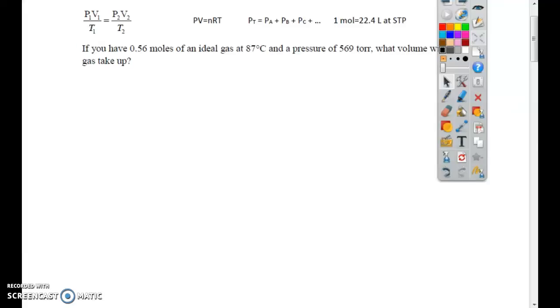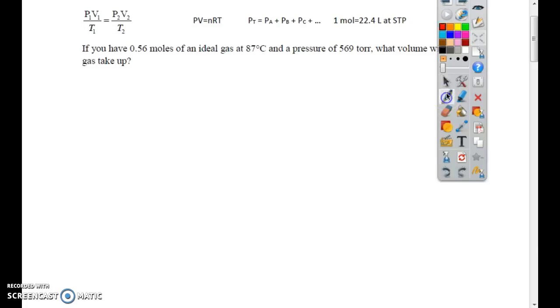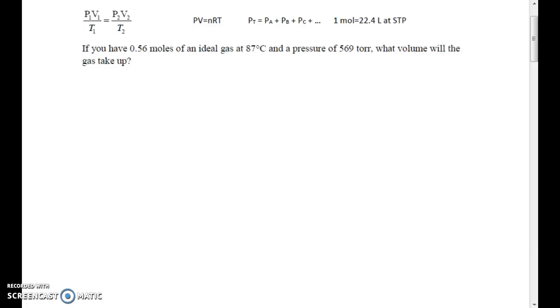This video is about the ideal gas law. Now, when you are looking at a gas problem, one of the things you have to do is figure out which equation to use. So when we look at this one, if you have 0.56 moles of an ideal gas at 87 degrees Celsius and a pressure of 569 torr, what volume will the gas take up? All right, so we have a couple variables in there.